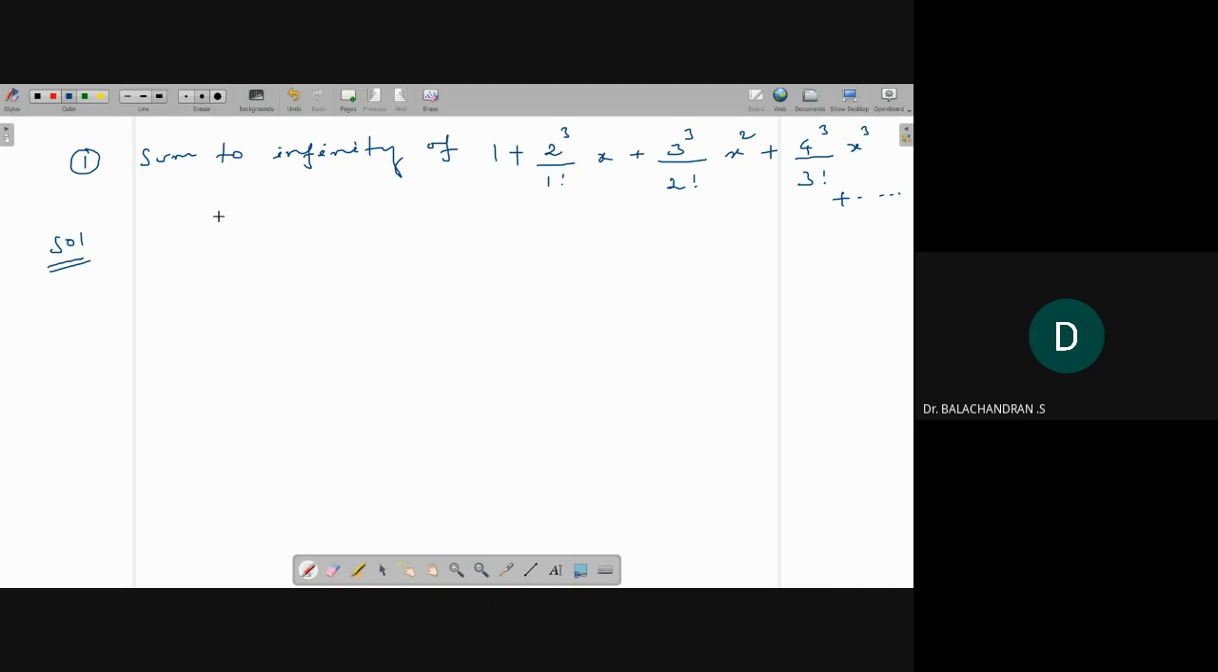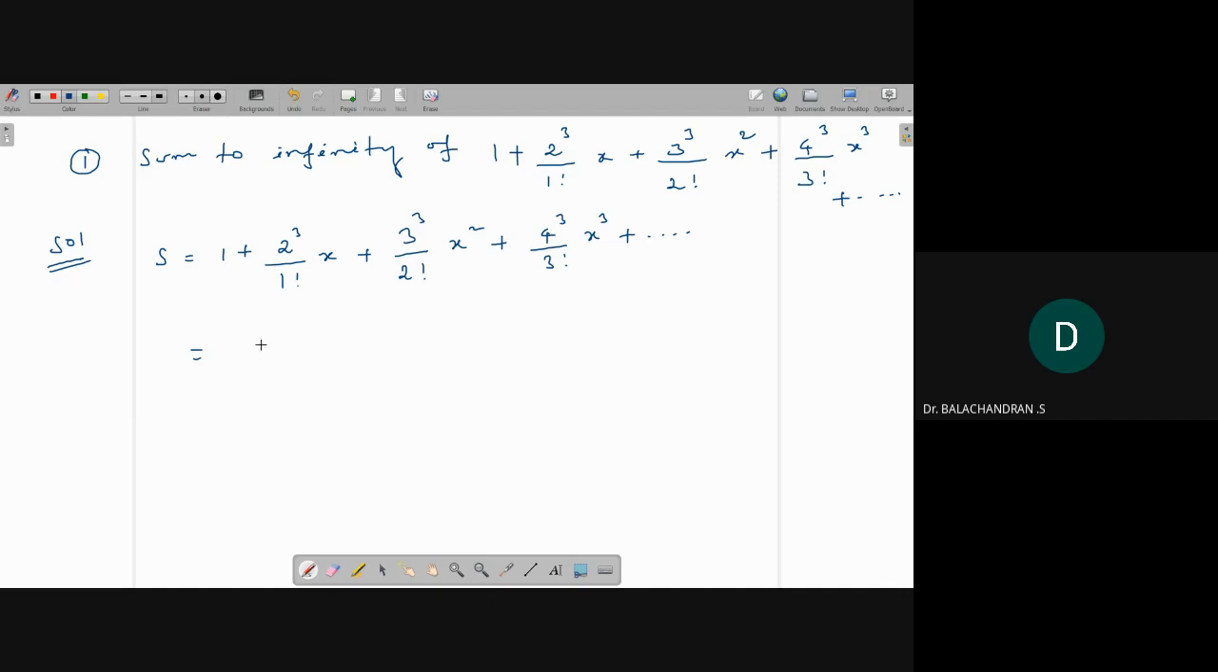Solution. Let us take the given series as S. S is equal to 1 plus 2 cube by 1 factorial into x, plus 3 cube by 2 factorial into x square, plus 4 cube by 3 factorial into x cube, plus and so on. So here, what is the nth term?